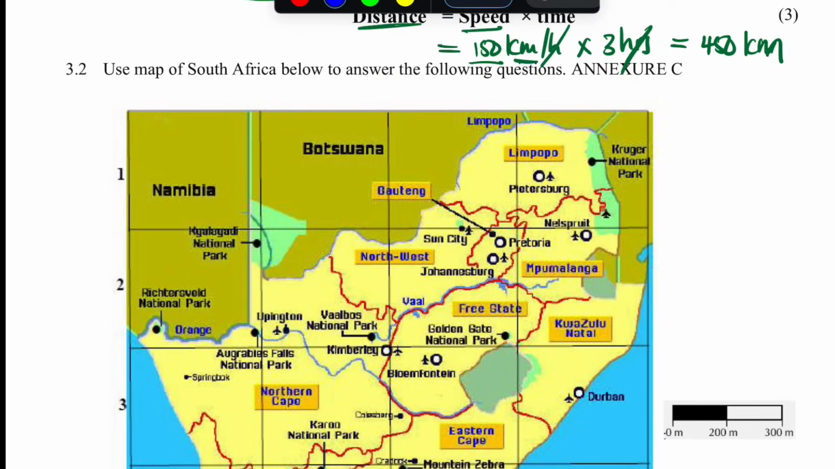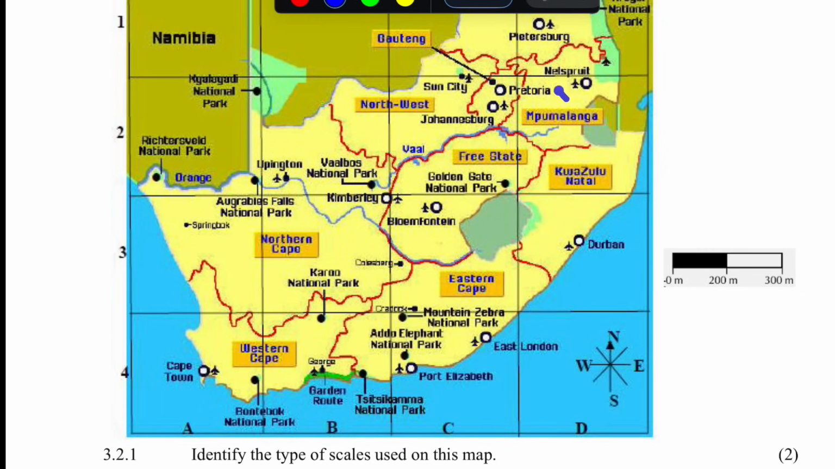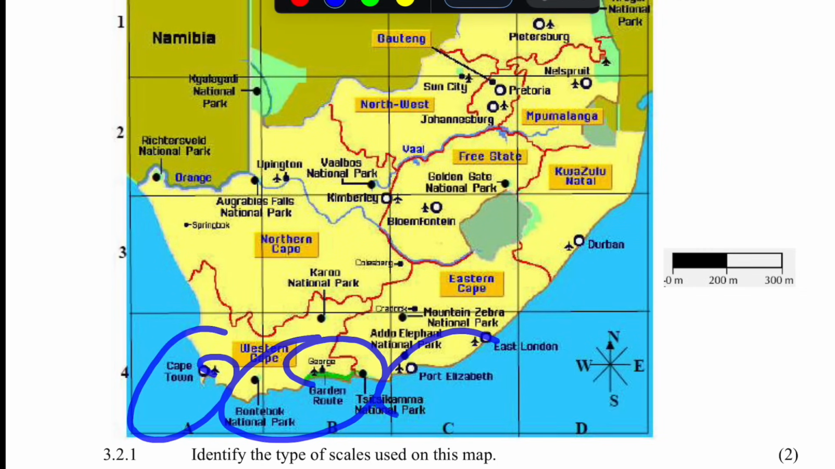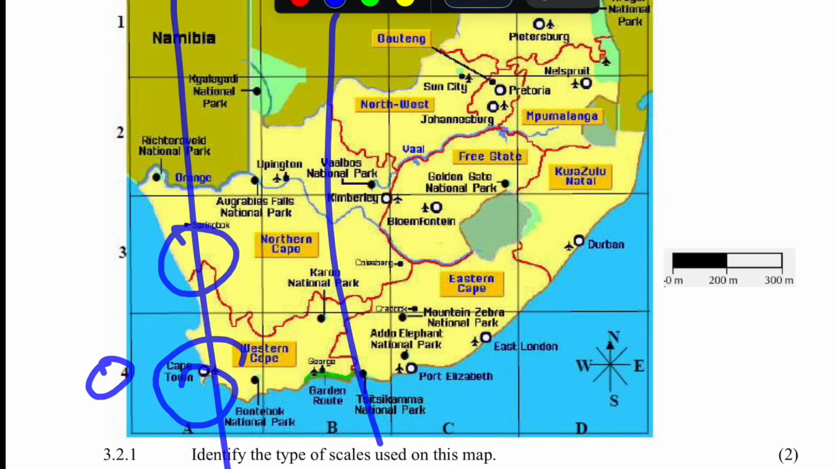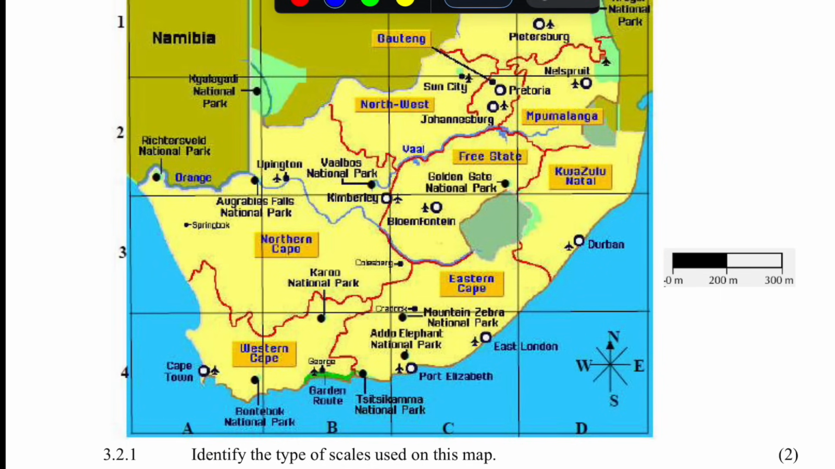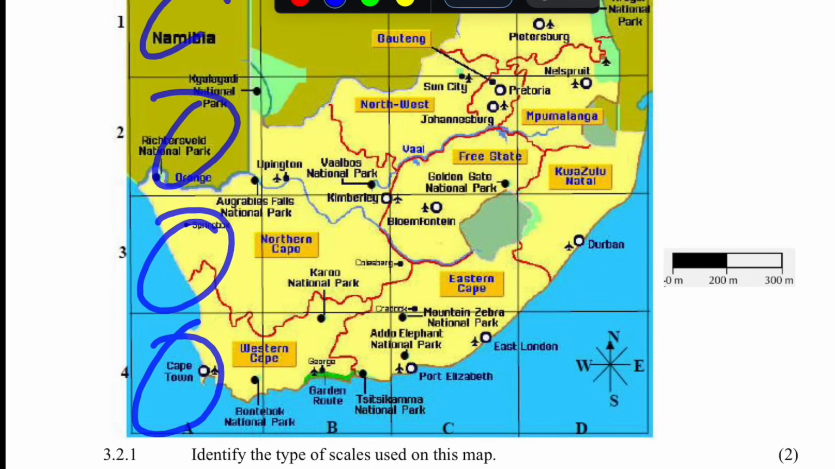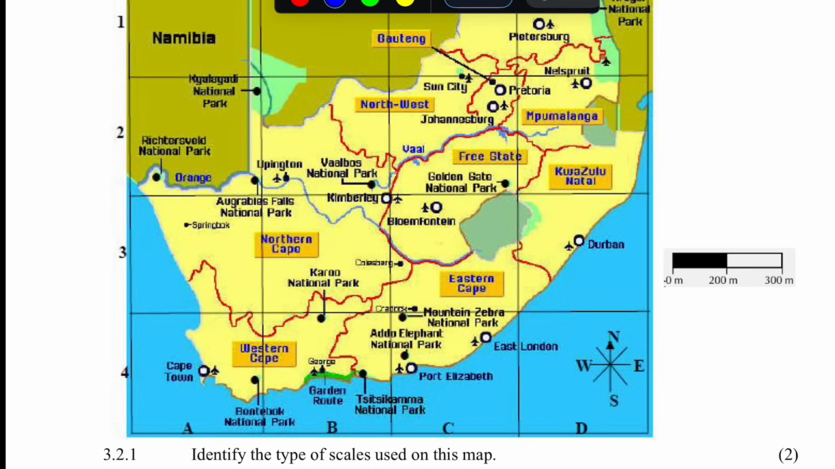3.2, let's go to the map. Use the map of South Africa and answer the following questions below. So this is the map of South Africa, guys. So given in the grid, which is the blocks there. So this is what? This is A4 and this is A3. This is A, B, C, D. So this is A4, A3, A2, A1. This is C4 and so forth.